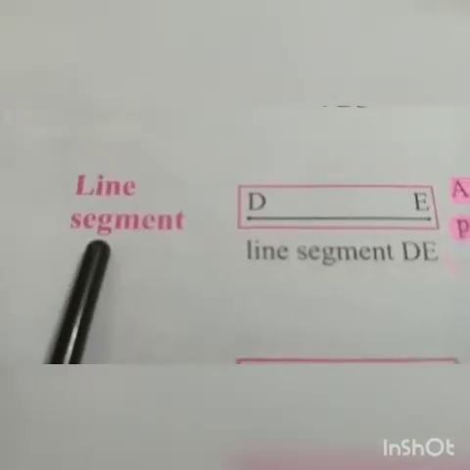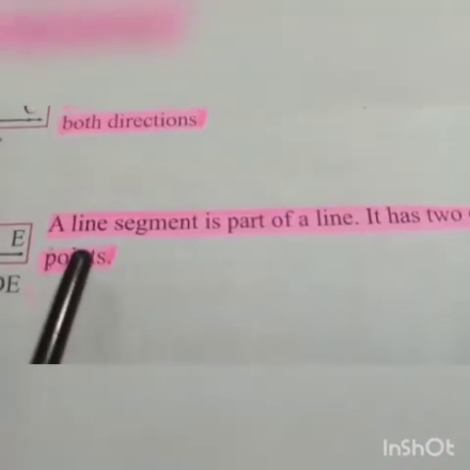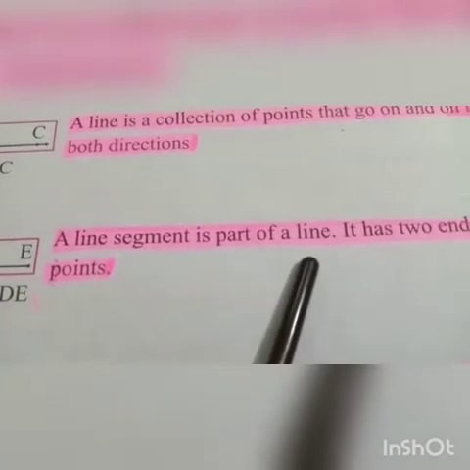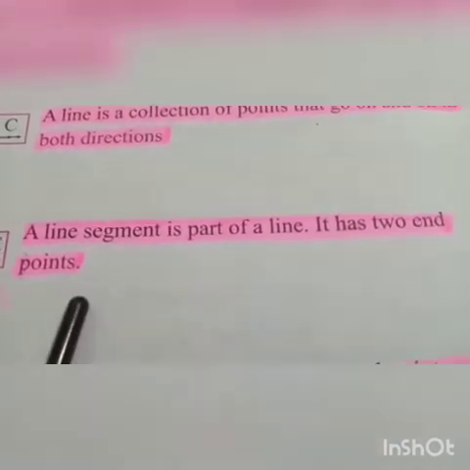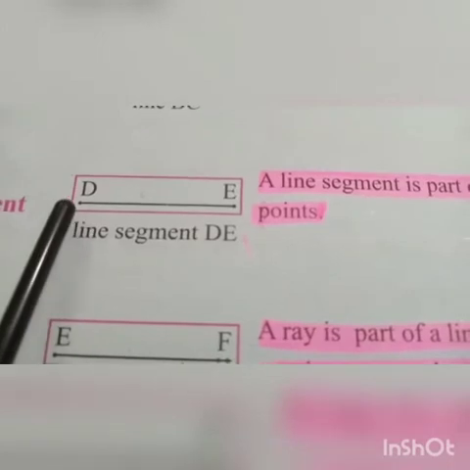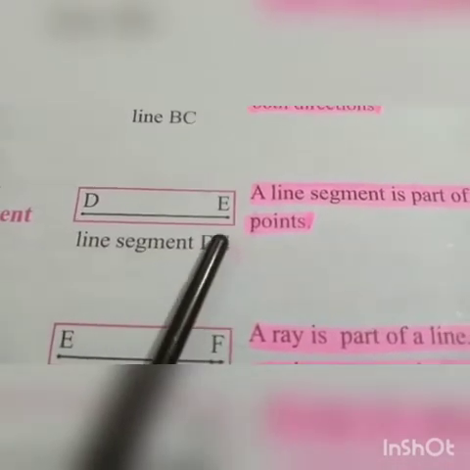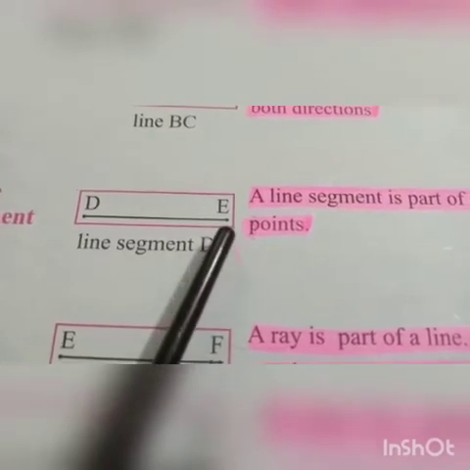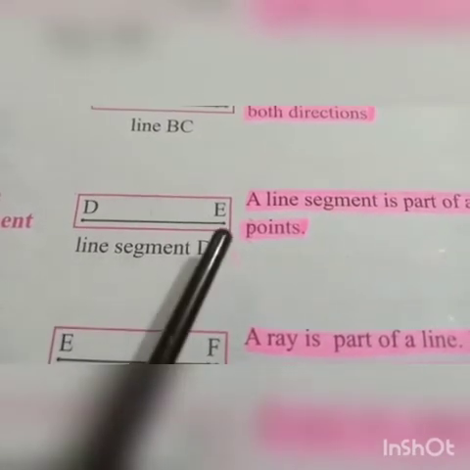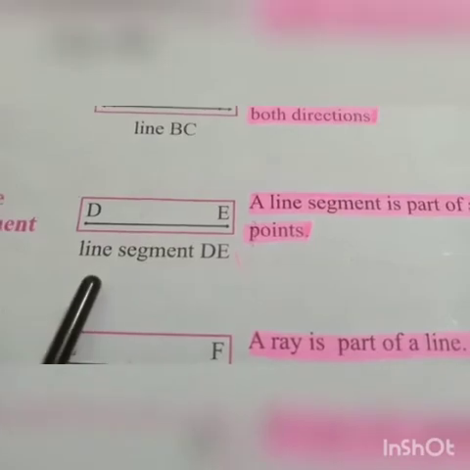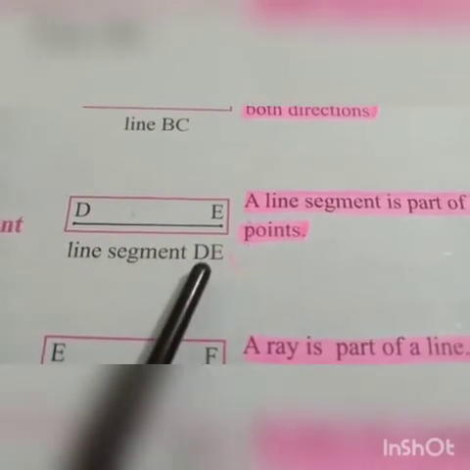Now come to the line segment. A line segment is part of a line. It has two endpoints. In this figure you can see that there are no arrows in both directions. There are two endpoints. One is the D point and the other is the E point. So this is the line segment DE.